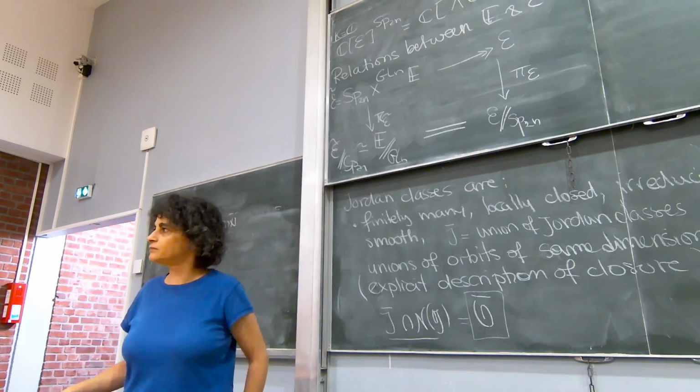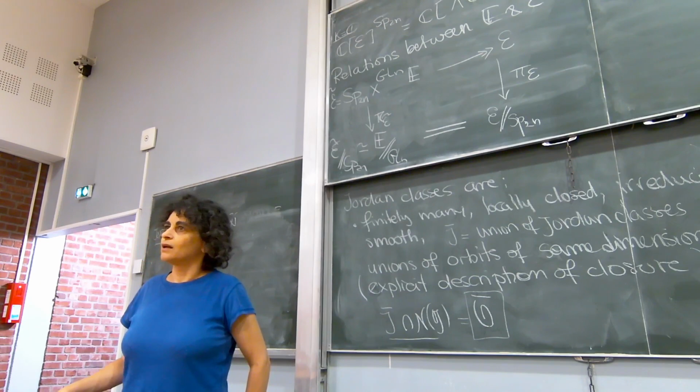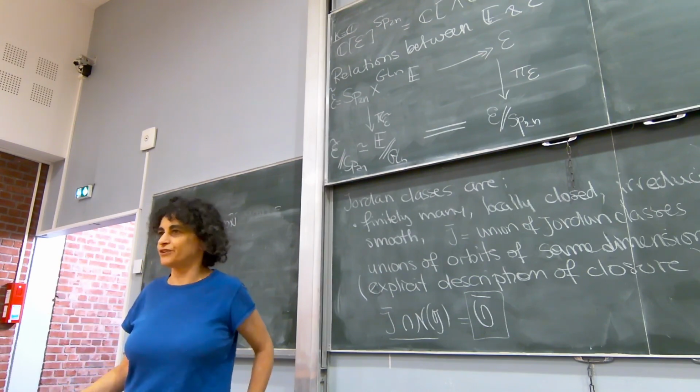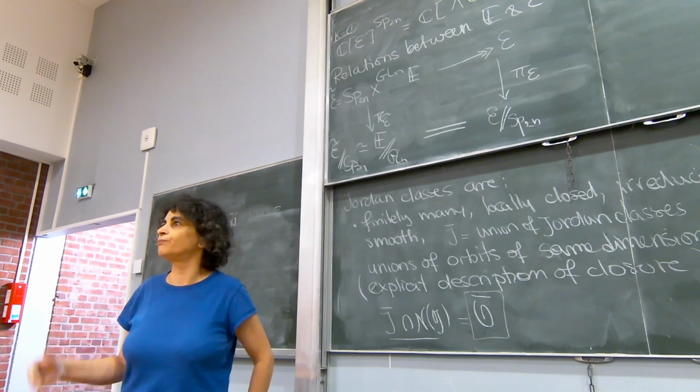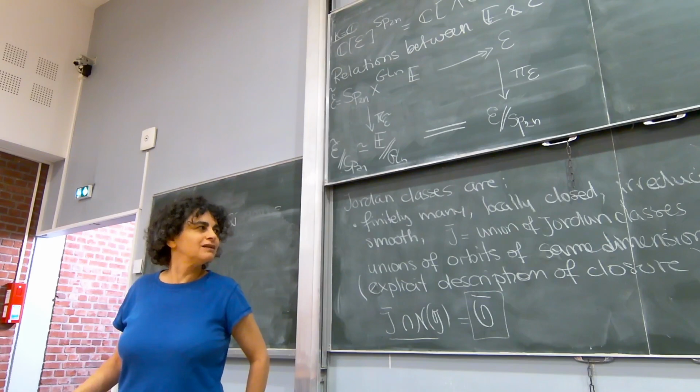Isn't there an obvious closure relationship between these Jordan classes if you just look at the matrices and the vectors? One inclusion of closures is obvious and the other is not. You could have some additional things in the boundary.